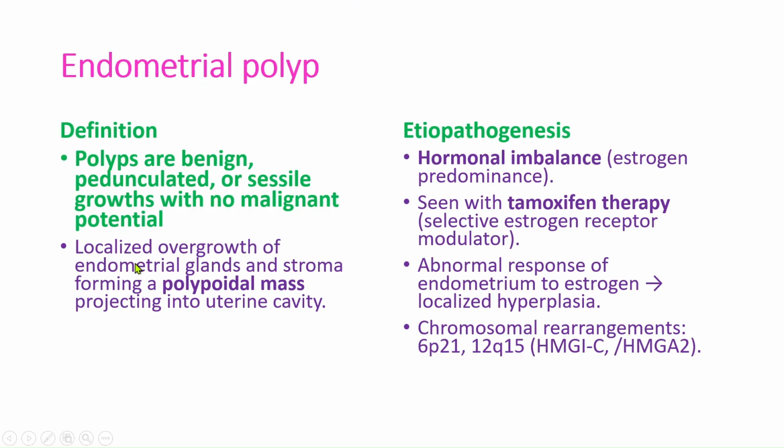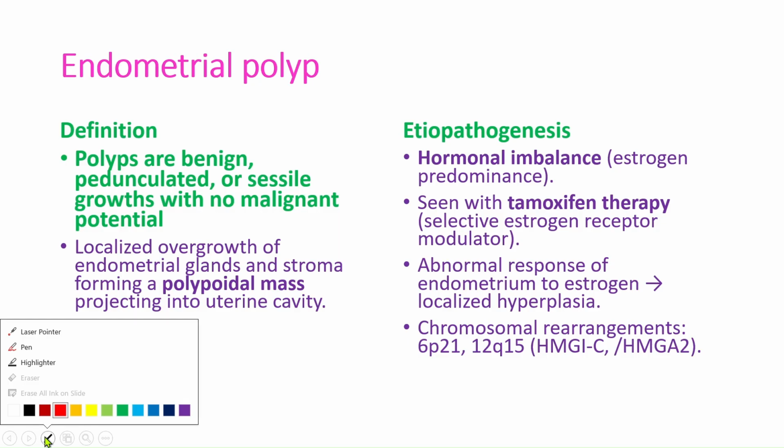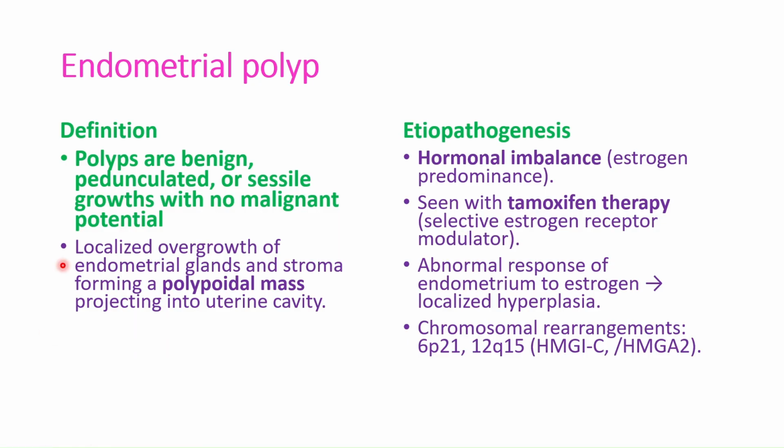So, first of all, endometrial polyp. So, what is the definition? Polyps are benign, pedunculated, or sessile growths with no malignant potential. They are localized overgrowth of endometrial glands and stroma, forming a polypoidal mass projecting into the uterine cavity.